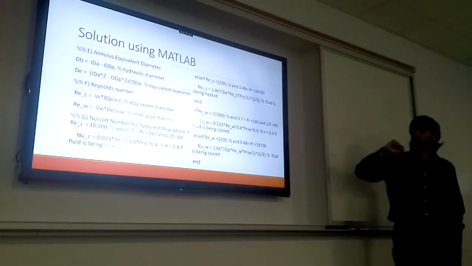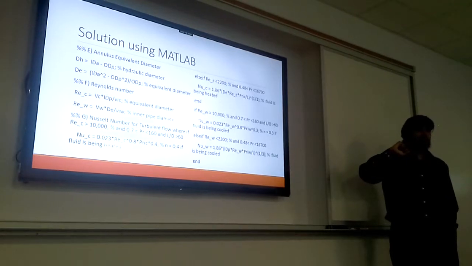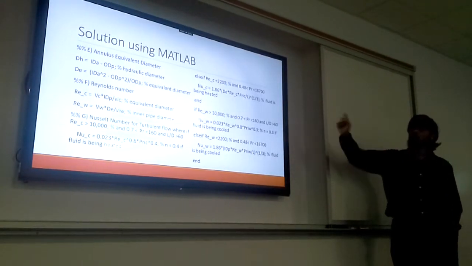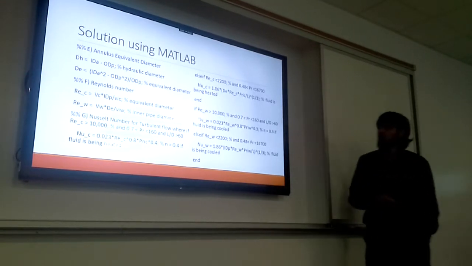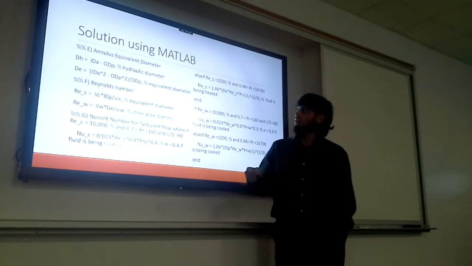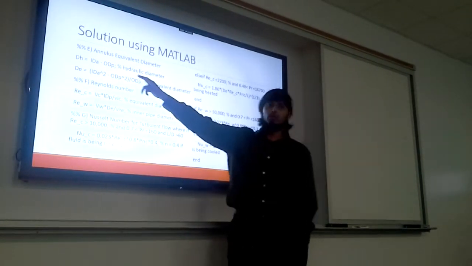The equivalent diameter is going to be used for what? Which number? The Reynolds number? Nusselt number. Good. So the Nusselt number is what it's used for. Also, you can find the hydraulic diameter, and the hydraulic diameter is actually going to be used for what?